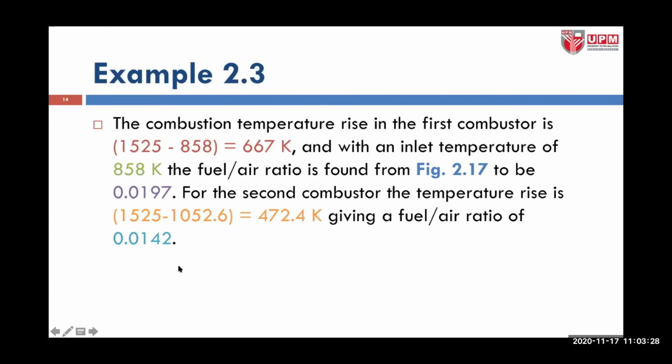Right. Then we want to continue to use figure 2.17. We have the combustion temperature rise of 667 Kelvin and the inlet temperature of 858 Kelvin. From figure 2.17 you will get 0.0197. Since we have two combustors, for the second combustor we will get a value of 0.0142.